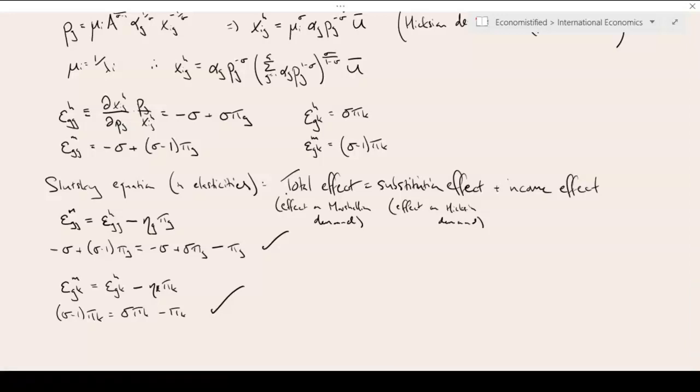So hopefully this was useful and is informative about the nature of the CES utility function and what it means for demand. I've shown you how to derive some of the elasticities of demand, at least in the Marshallian case, and I've told you what the elasticities of demand are in the Hicksian case, and I leave it as an exercise to you to derive them yourself and convince yourself that the Slutsky equations here, which relate the two elasticities of demand, do in fact hold in this case.